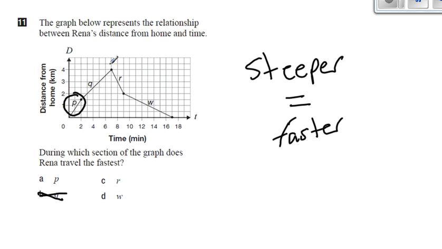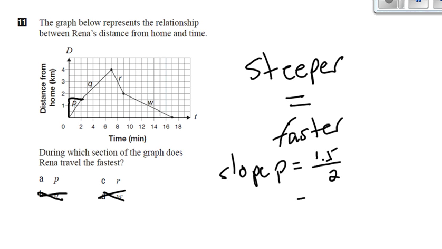Between R and W are both traveling home. Clearly R is faster than W, so I know it's not W. So I'm down to looking at either P or R as the fastest lines. And again, if you're still not sure by looking at them which one's faster, we can actually calculate slope. So here, P is 1.5 over 2. So the slope of P is 1.5 over 2, or 0.75 kilometers per minute.